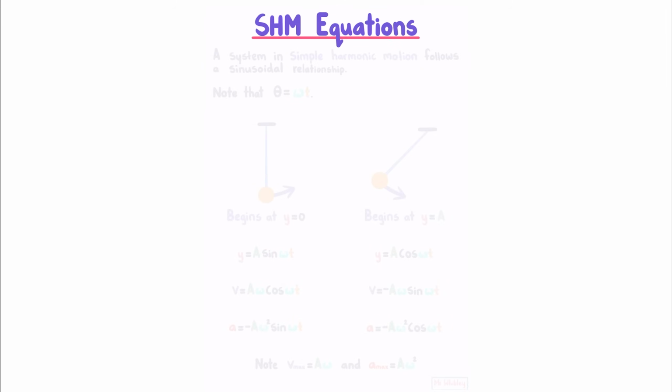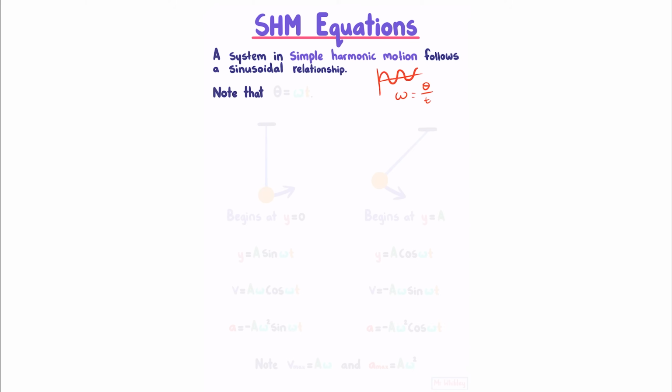SHM equations. A system in simple harmonic motion follows a sinusoidal relationship. Sinusoidal meaning that the displacement will follow this hopefully familiar curve. And for the explanation that follows, recall that omega is equal to the displacement over time, and note that if we rearrange this for angle, we get that the angle is omega t. So if we have a pendulum with the displacement beginning at 0, as mentioned, the displacement is going to follow a sinusoidal relationship, where what a sine function does is oscillate between 1 and -1.